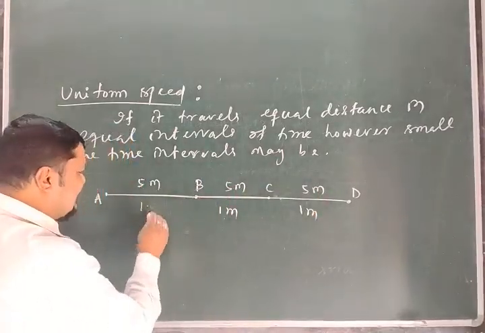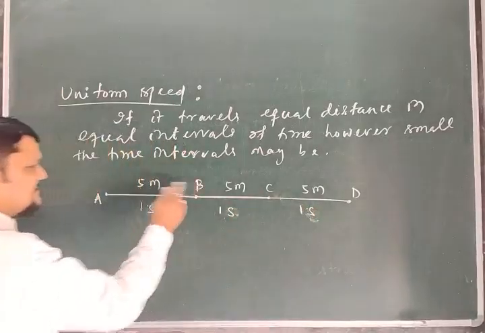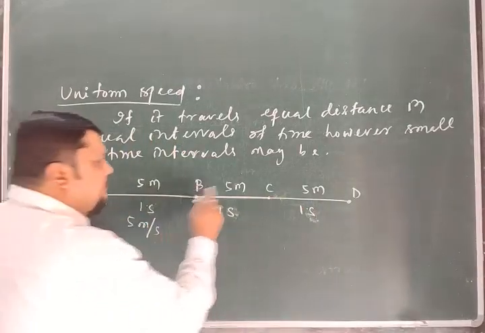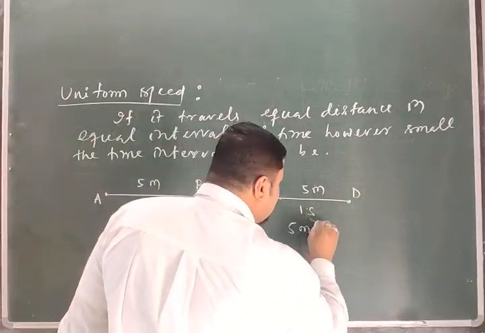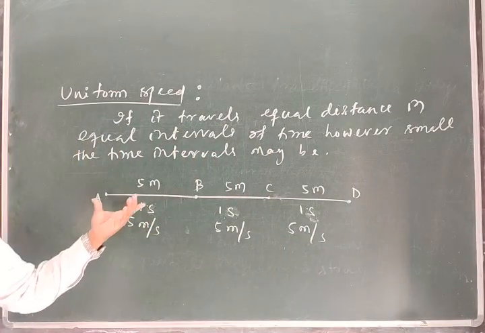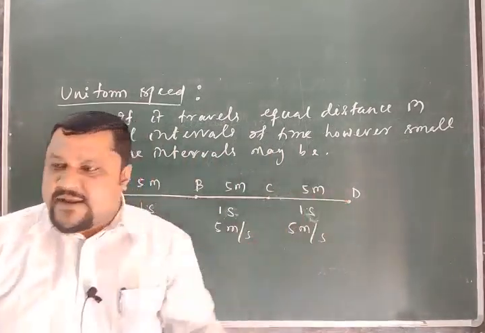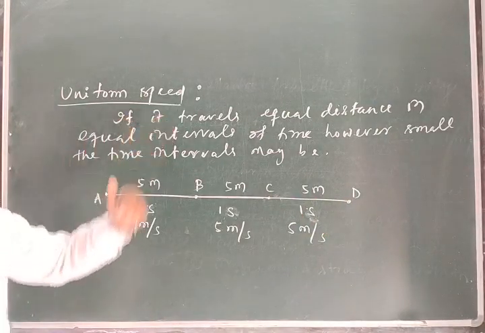Or you can take the second also. Let us take second, so it is clear. In this part, what is the speed from A to B? 5 meter per second. From B to C, that is 5 meter per second. From C to D, 5 meter per second. So in these intervals, the speed is 5 meter per second here, here, and here. So this speed is called the uniform speed.